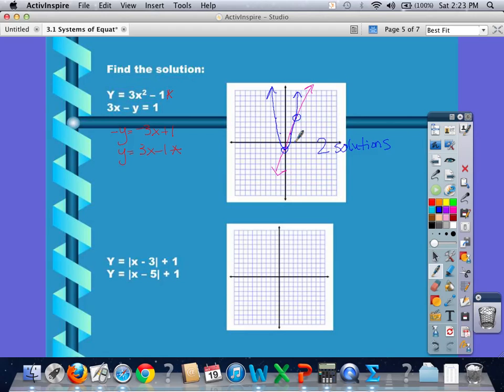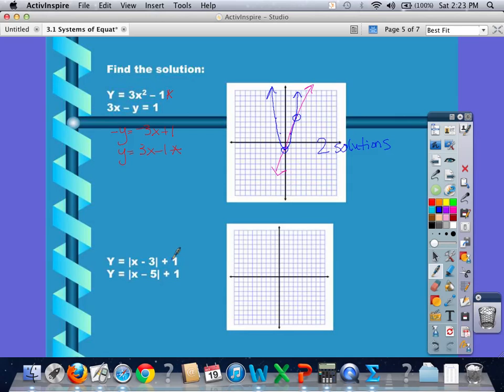All right, the next one is going to be an absolute value graph. How we know that is because of these absolute value bars. And we know that shape is a V shape. We also know how to graph these because we've learned all the transformations. So this one is going to be shifted up 1 because of the plus 1 on the outside.